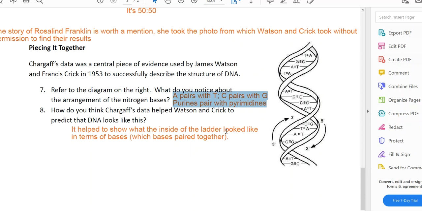Yeah, exactly. And then the last little bit here: how do you think Chargaff's data helped Watson and Crick to predict that DNA looks like this? I said it helped to show what the inside of the ladder looked like in terms of bases, like which bases paired together.